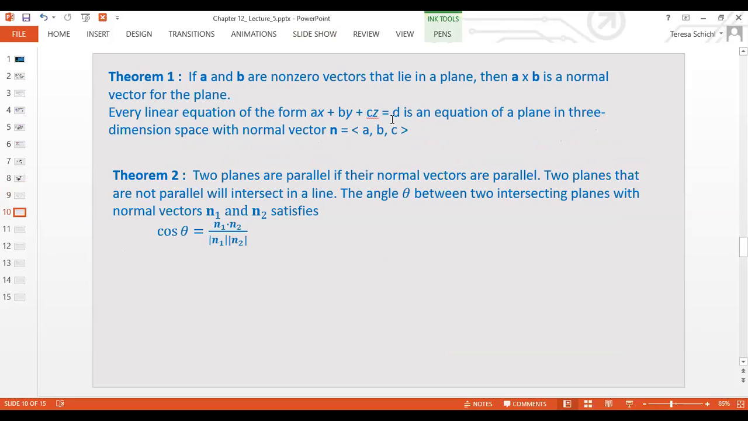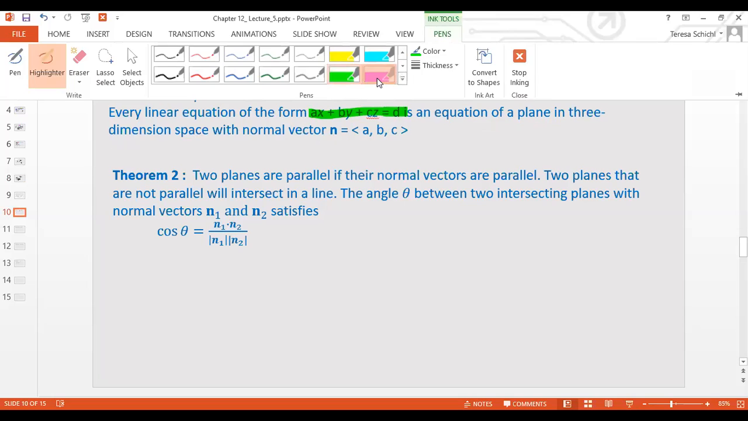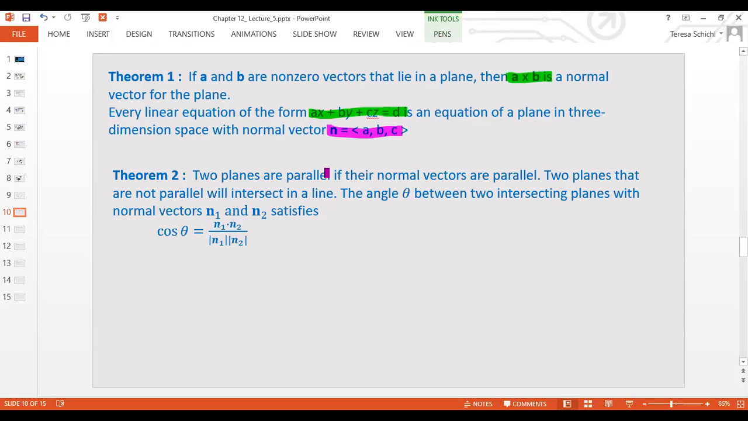Next, the theorem here says if a and b are non-zero vectors in the plane, then we know a cross b generates a vector perpendicular to both a and b. So this is the normal vector. For every linear equation ax plus by plus cz equal to d, it is the equation of a plane in 3-dimensional space. The key thing here is the normal vector (a, b, c).